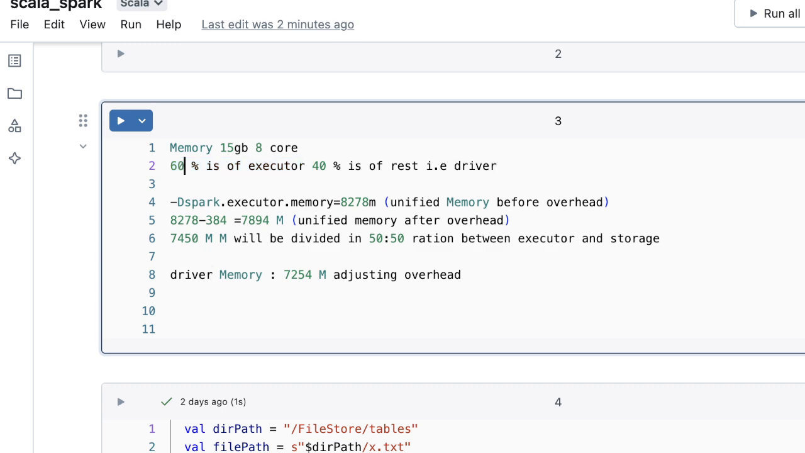So if you calculate 60% of, I mean excluding the unified memory, okay, sorry, this overhead, which is 384 MB, so from 60%, what you will get is 60% of executor memory, which is 8378. Okay, I mean sorry, 60% of 15 GB will be something around 8278, and if you remove the overhead, which is 384, you are going to get 7894.